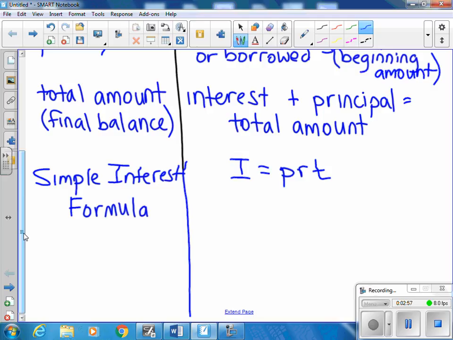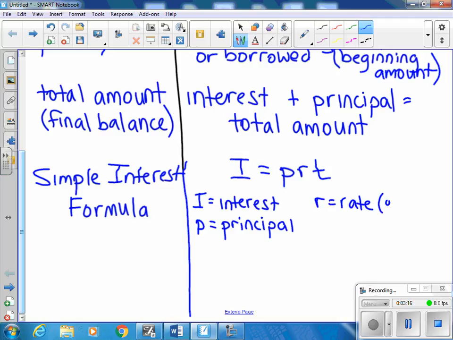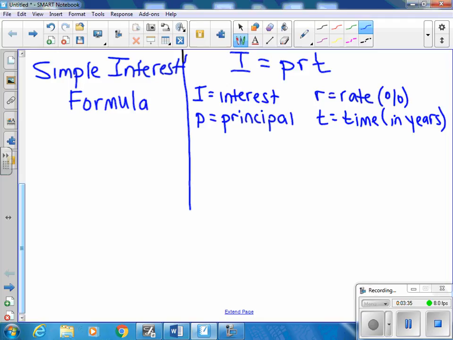Now these four letters stand for stuff. The I stands for interest. So if somebody is asking you to find the interest in a problem, this is the formula you would use. The P stands for principal, and we just defined what that was. That's your beginning amount. The R stands for rate. That is your interest rate, and this is your percentage that is given in the problem. And then the T stands for time, and the time has always got to be in years. So if they give it to you in months, you've got to turn it into a decimal so that it's part of a year. If they give it to you in years, then you just stick the number in. And this formula is very easy to calculate with once you know how to use it.